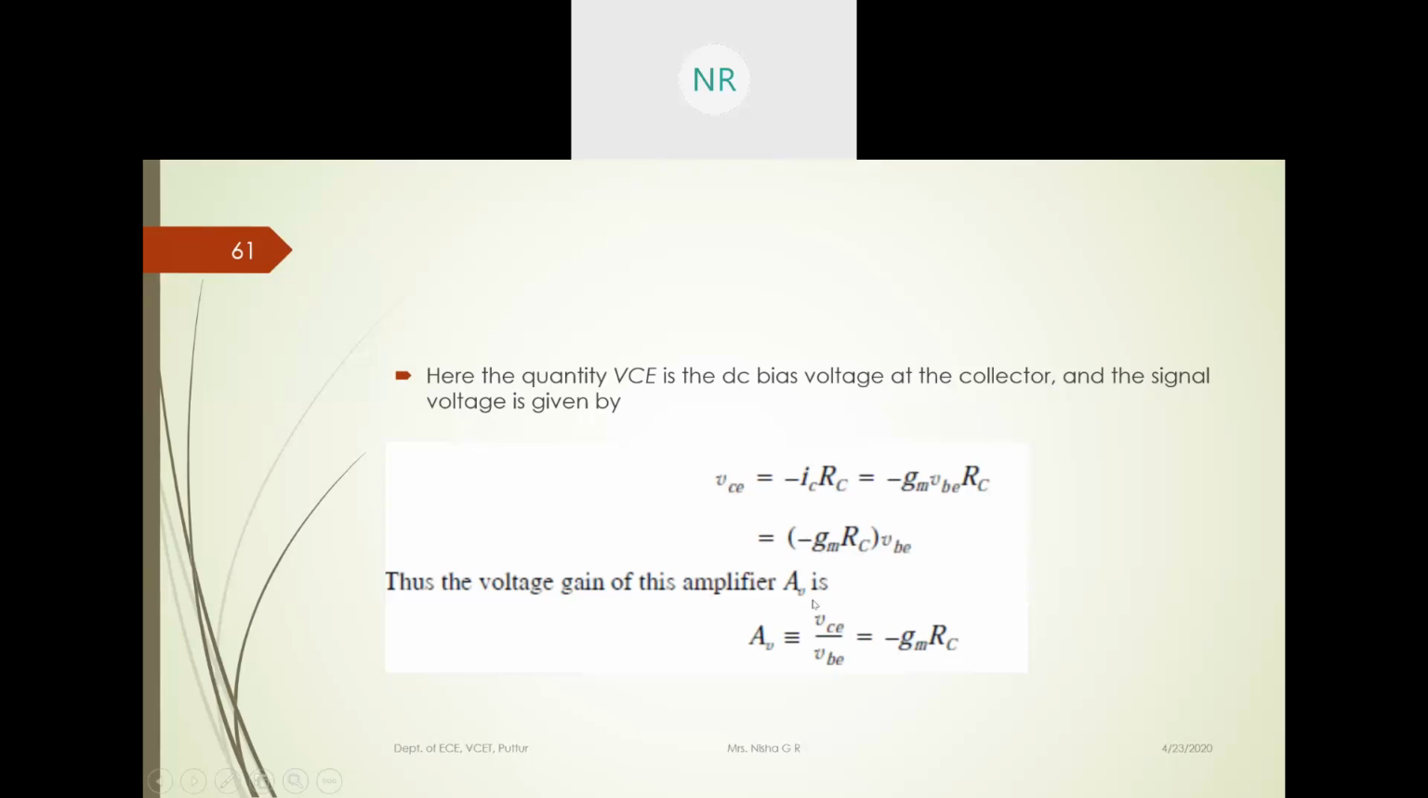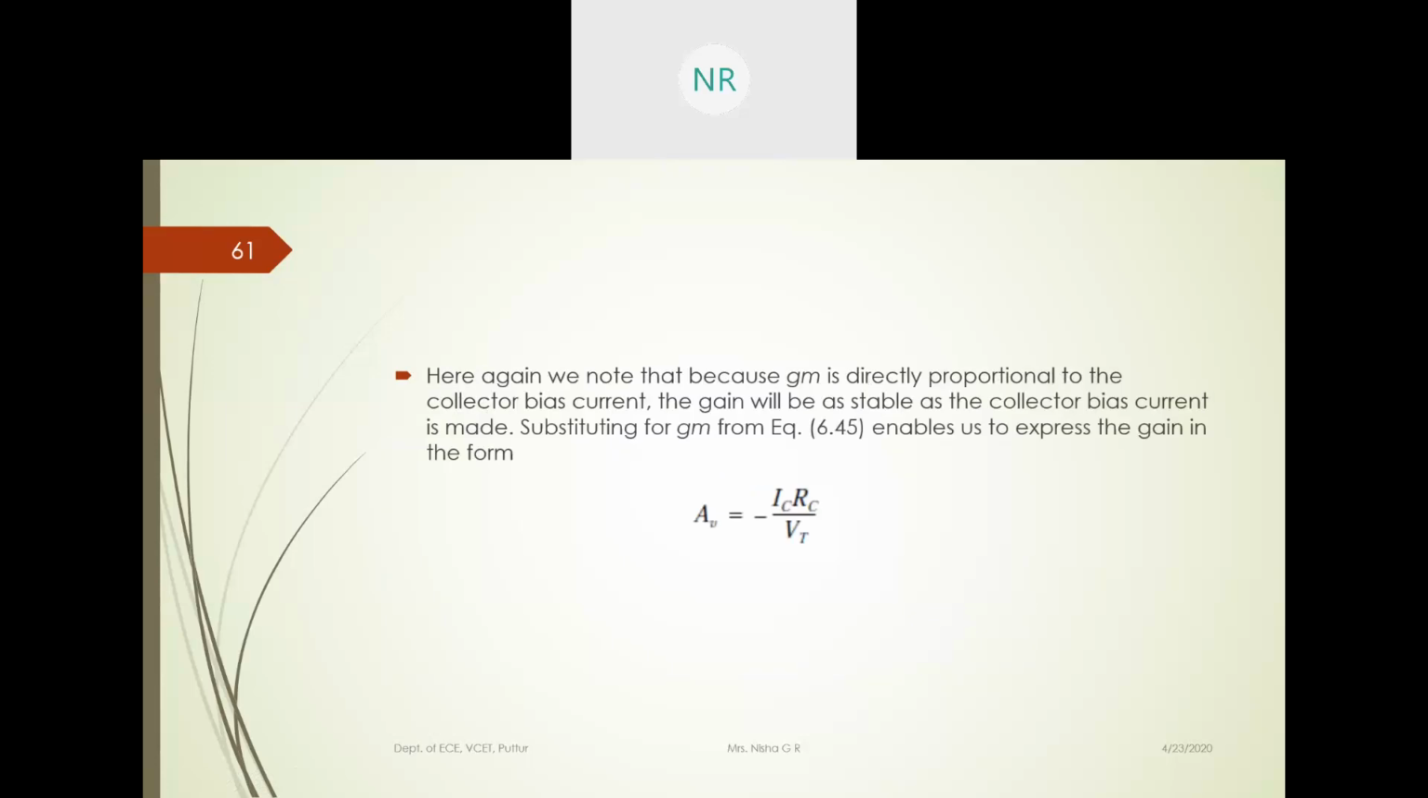So voltage gain, as I told already, is the output voltage divided by the input voltage, vce by VBE. When I take this to the other side, you will get this factor, minus GM into RC. So this is the voltage gain of your small signal BJT, GM into RC, and it depends upon your collector resistor and the transconductance, which depends upon your collector current.